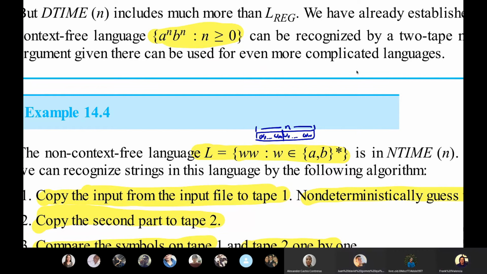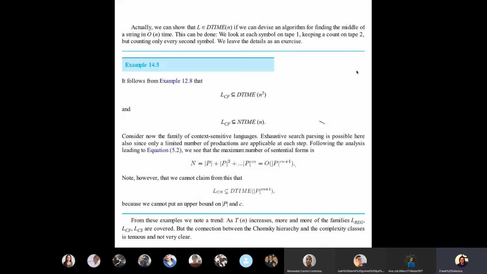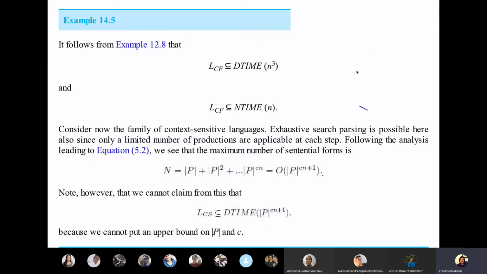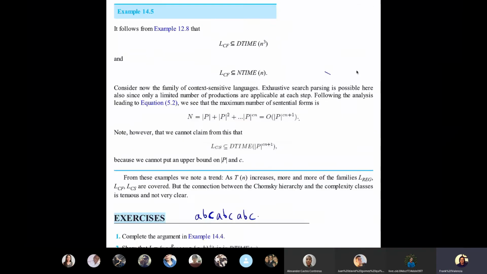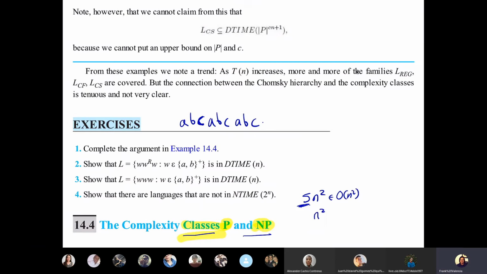Excellent. That's the way. Okay, so that way you can also find an algorithm that solves this problem. Okay, so I'll give you as an exercise some problems, and you need to prove that they are in deterministic time or non-deterministic time to the end.